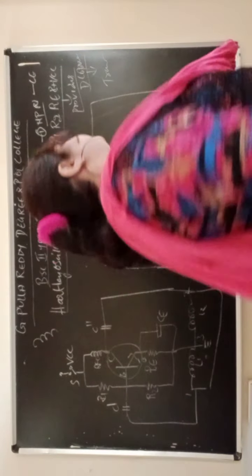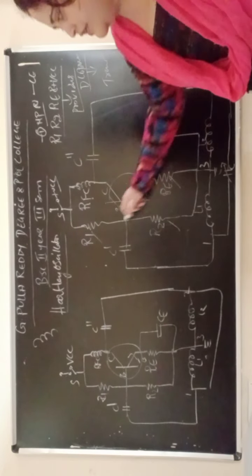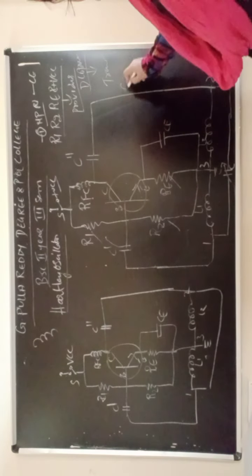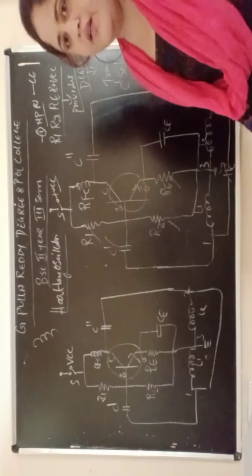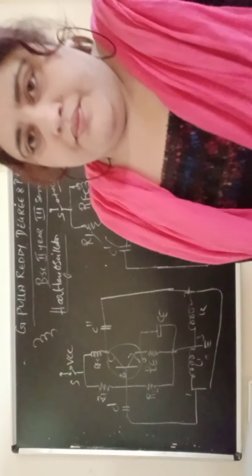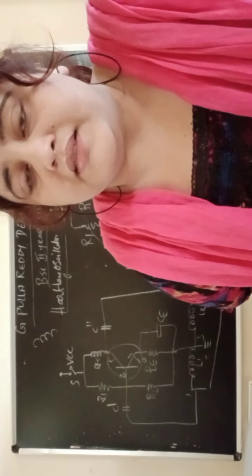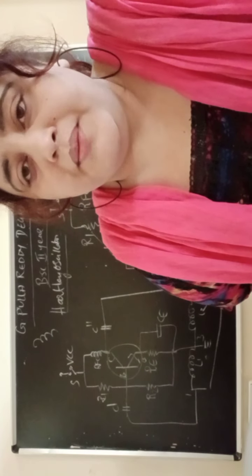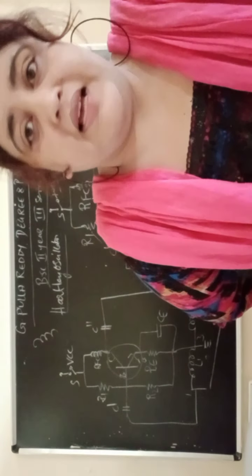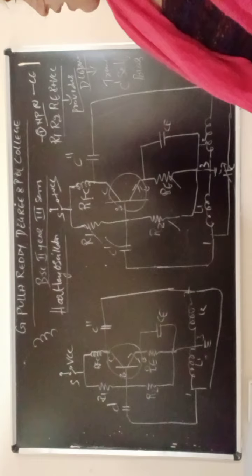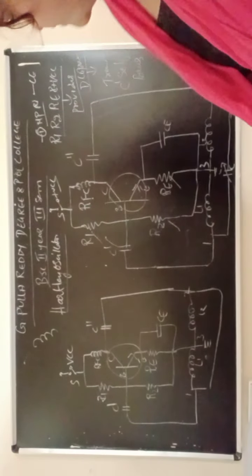Now next we go for C dash. C dash is nothing but the input capacitor, which gives the self bias condition. What do you mean by bias? Bias means giving an appropriate voltage. So C dash is giving the self bias condition. Remember this.